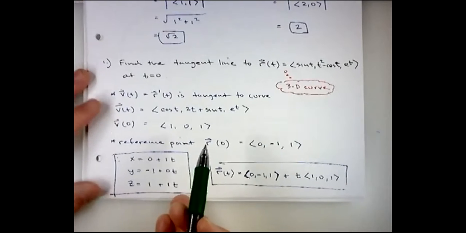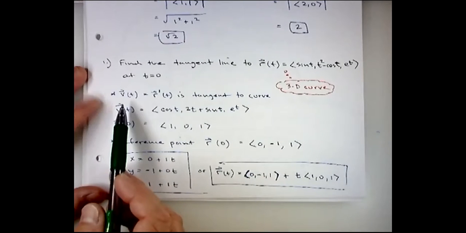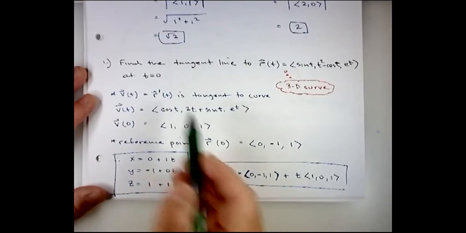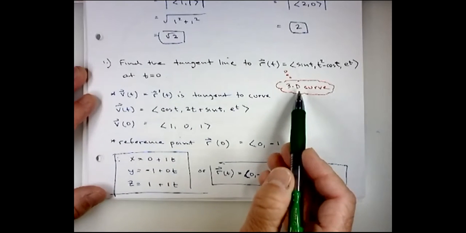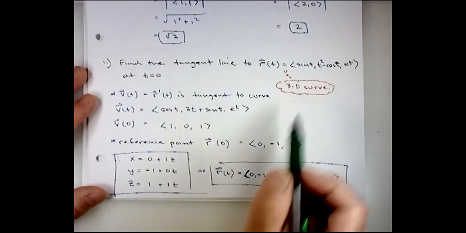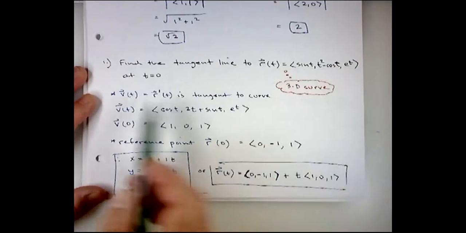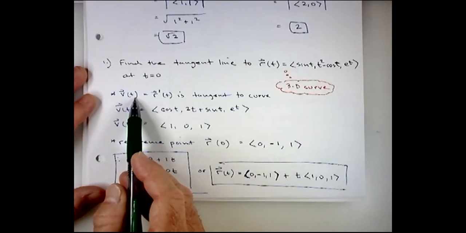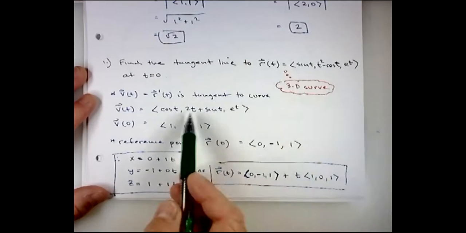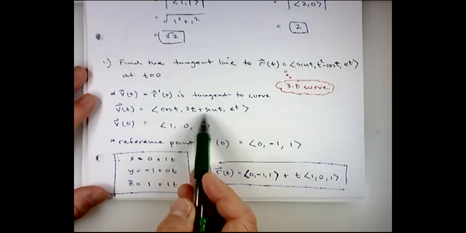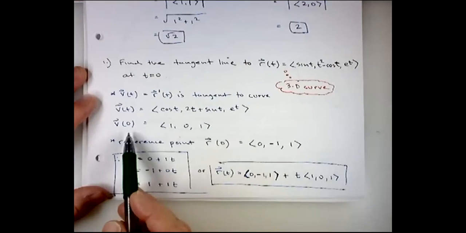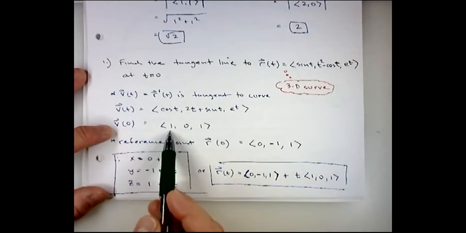So if we want to find the tangent line to that curve, tangent lines, remember you need a reference point. You need a point where the tangent line is going to be drawn, and you need a direction, which is given by the derivative. Of course, the derivative could also be thought of as the velocity. So if we take the derivative of this position equation, we get cosine t, 2t plus sine t, and then e to the t. If we plug in 0 for t, we get 1, 0, 1.